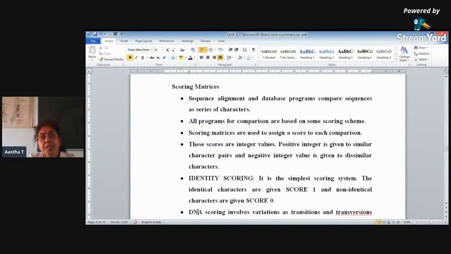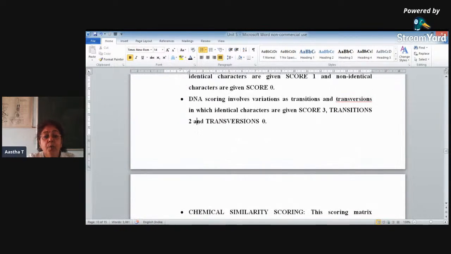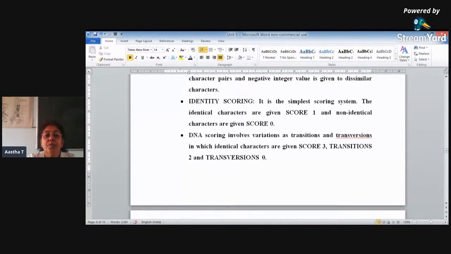So if you get a positive integer, it means that the characters are similar. If there is a negative integer, or if the characters are different between the two proteins, you give it a negative integer. Identity scoring. So there are different means of scoring. It's a simple scoring system. The identical characters are given score 1 and non-identical characters are given score 0.